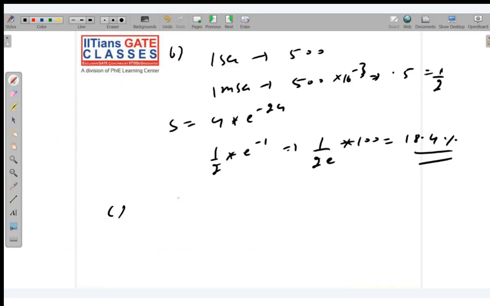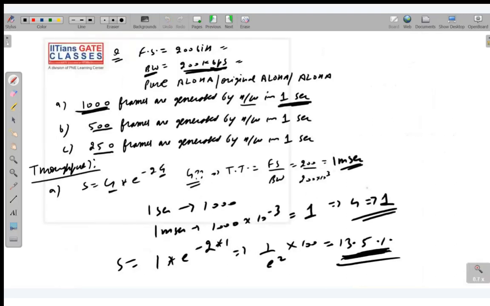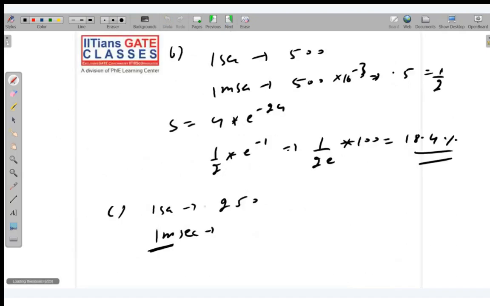Okay, next is 250 frames. So in 1 second, 250 frames are generated by the network. So in 1 millisecond, why am I talking about 1 millisecond? 1 millisecond was the transmission time. See this, transmission time was coming to be 1 millisecond. That's why we are doing that. In 1 millisecond, 250 into 10 to the power -3, that is 0.25 frames will be generated in 1 millisecond. So what will be the throughput?